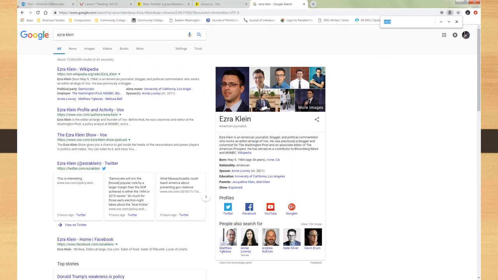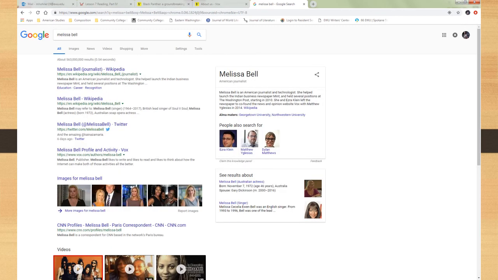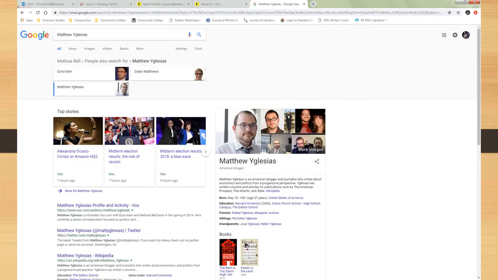The main founder, Ezra Klein, worked for the Washington Post, which is pretty reliable, and he is a journalist. So he's got a lot of experience in this. Melissa Bell worked with him at the Washington Post. She also launched a newspaper in India called Mint, so she's done this kind of work before. Okay, that's pretty solid. The last guy also worked as a journalist, and he wrote for The Atlantic, which is a very reliable journal. I've talked about The Atlantic before. So all three of these people who founded it seem very reliable.